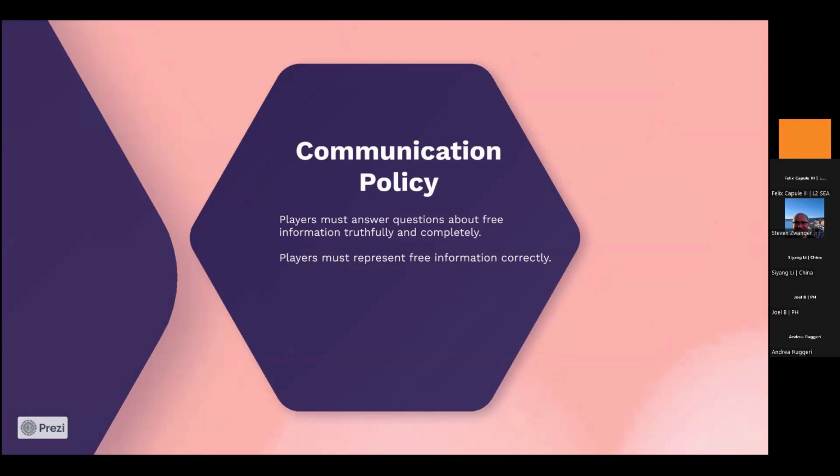And players must, of course, make true statements about free information. Now, players are not required to proactively announce free information, unlike status information. They can say nothing, but if their opponent asks, they must give a true and complete answer.